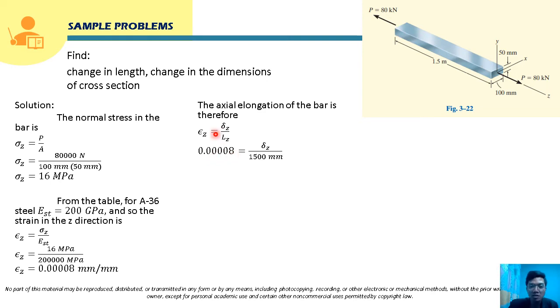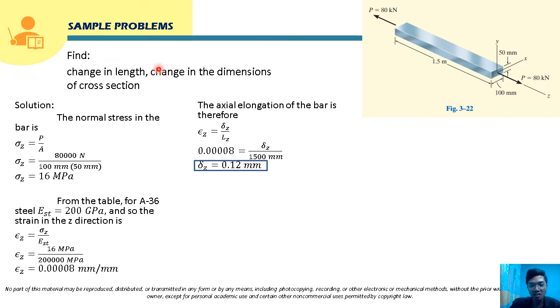0.00008, that will be epsilon z, is equal to delta z, the deformation that we are solving, times 1,500 millimeter. So we just converted 1.5 meter into millimeter. Solving for delta z, that will be 0.12 millimeter. So this is now the deformation, or the change in length, that we are solving for in this item.